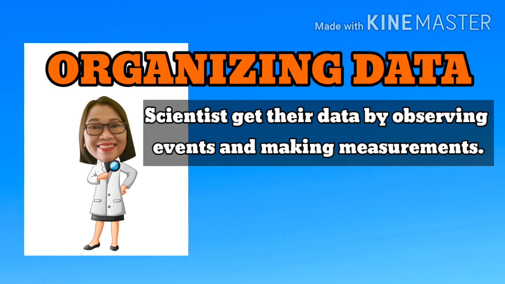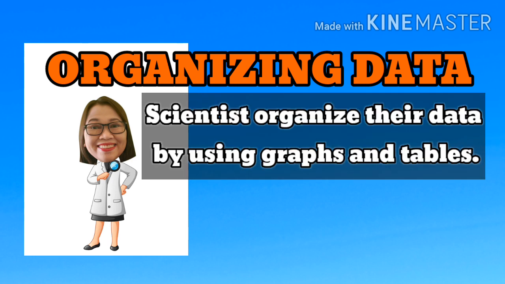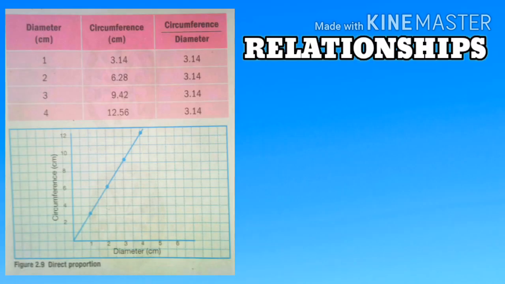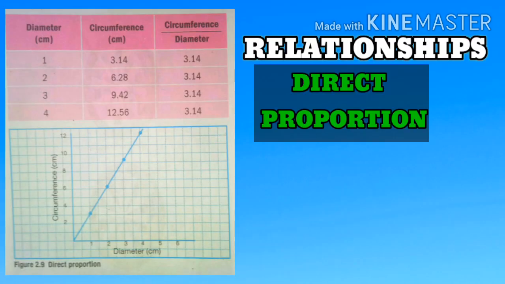Scientists get their millions of data by observing events and making measurements. So it's not easy to interpret this data if it is not organized. The best and the simplest way to organize data is to present them using a table. The table relates two variables, a manipulated variable and a responding variable or the dependent variable.